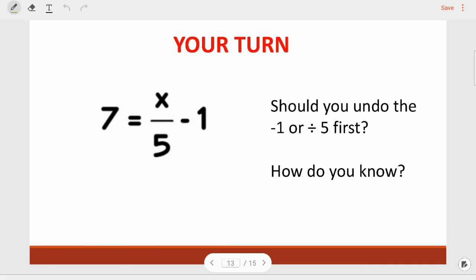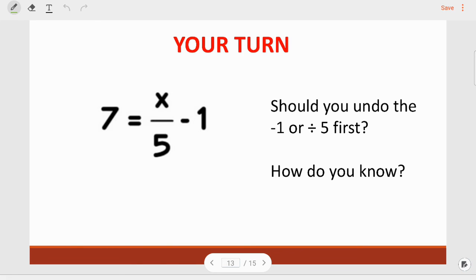Okay, so let's do another check. On this problem, we have 7 equals x divided by 5 minus 1. Should you undo the minus 1 or the divide by 5 first? How do you know? Pause, try this question, and when you're ready, go ahead and press play.